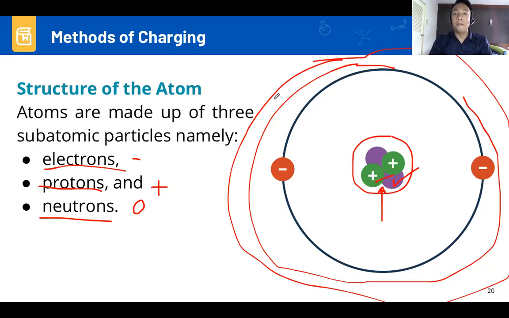Again, we have the smallest particle that can be found in our body or for anything, what we call atom. Atom has three subatomic particles. We have the electrons, that is the negative, protons, that is the positive, and the neutrons are the zero. Again, inside the nucleus of an atom, we can only see the protons and the neutrons. And sa bawat orbit ng ating atom, andun lang yung mga electrons. Doon lang sila gumagalaw.